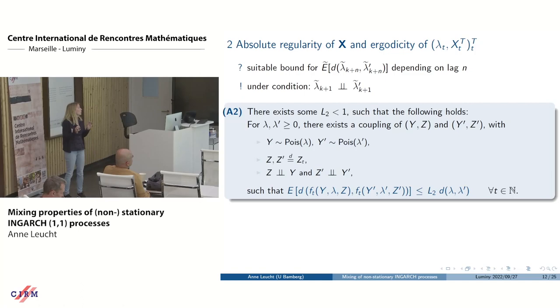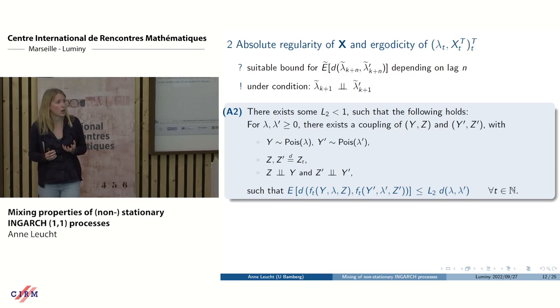So we need some kind of coupling now, which works if the corresponding lambda k plus 1 and lambda k plus 1 prime are independent of each other. And here again, you see a contraction condition. If we have a look at this quantity here, you have different y's here, one with prime and one without, and the same for lambda and z, and we want this quantity to be bounded by a constant, again less than 1, times the distance of the lambdas only.